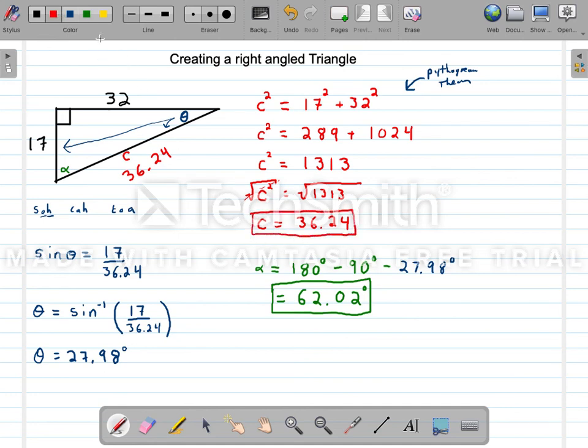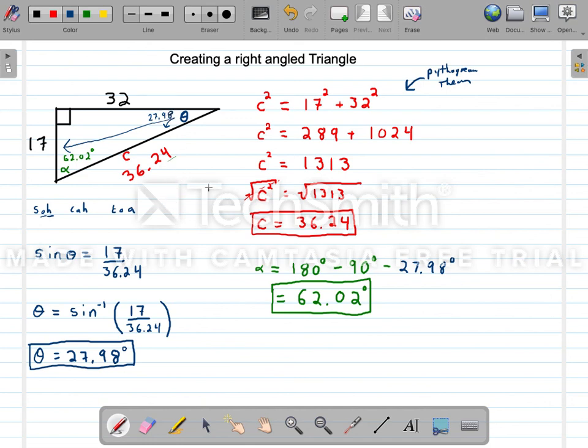Okay? We have now found all the sides and all the angles of our triangle. Okay? So this triangle that we made up, 17 and 32. We made up the 17 and 32. And if this is 17 and 32, the hypotenuse has to be 36.24. The angle has to be 62.02 degrees, and this angle has to be 27.98.